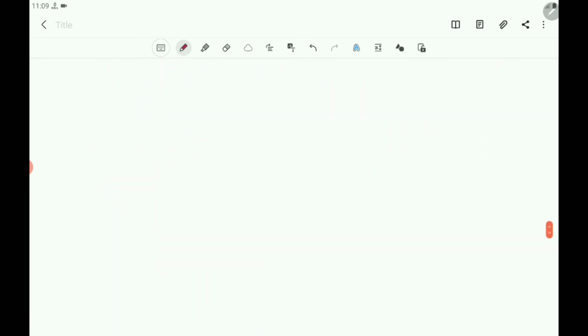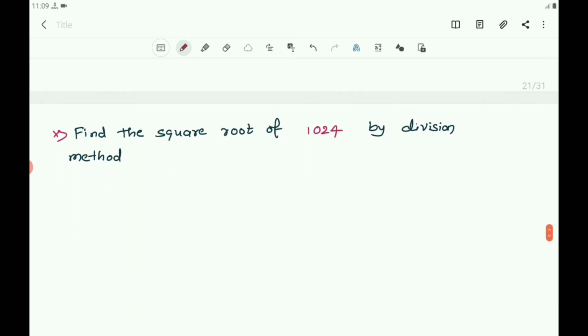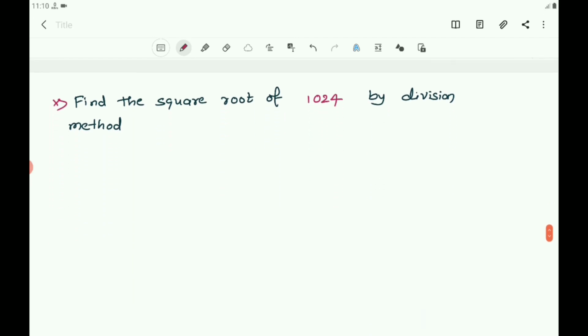Next one we will take, that is the 10th one. Find the square root of 1024 by the division method. This 1024 has 4 digits, so its square root also has 2 digits.